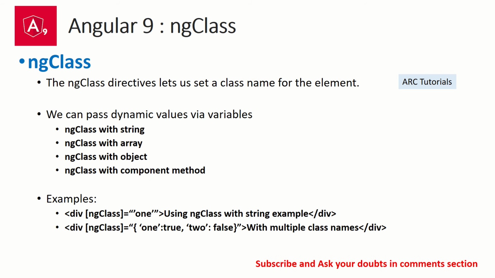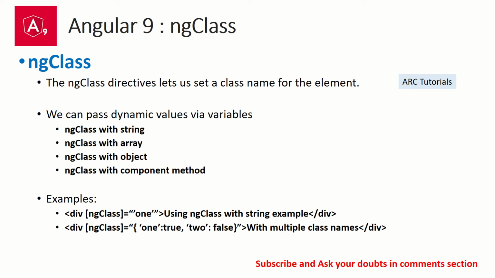So what is NgClass? NgClass is a directive which is used to set the class name for an element. We'll define the class name in the template, and we will write the class name implementation, which is the properties of it, in a separate CSS file. We can pass dynamic variables or values to the class name. We can pass it as a string, as an array, and also as an object, right from the component. We'll learn all about that in the hands-on examples.